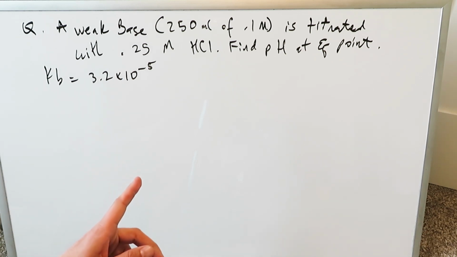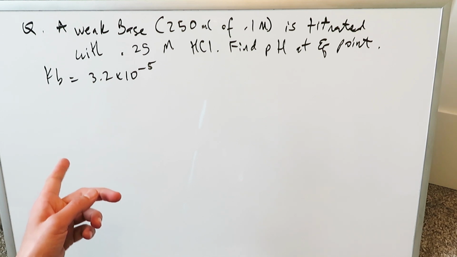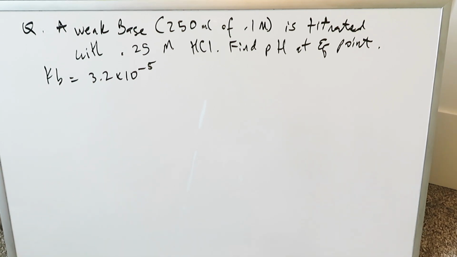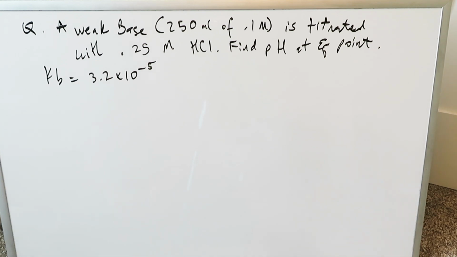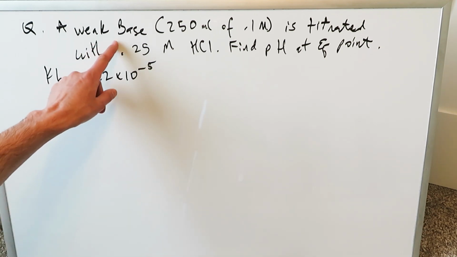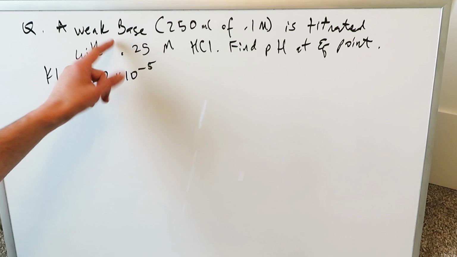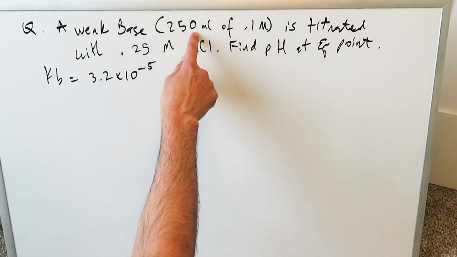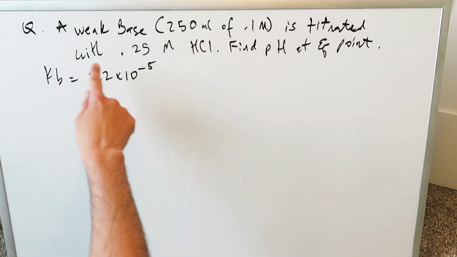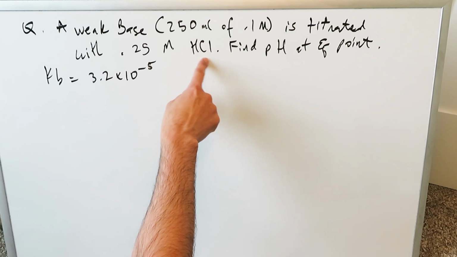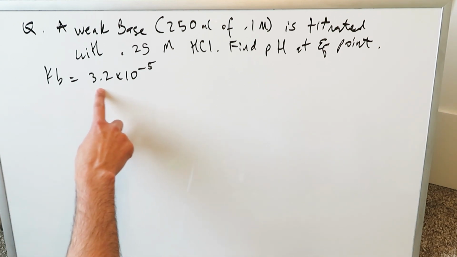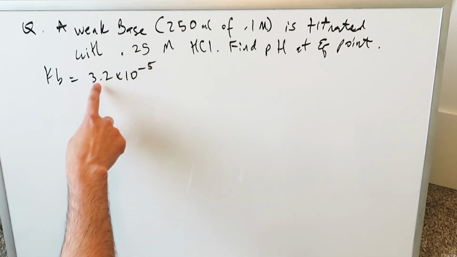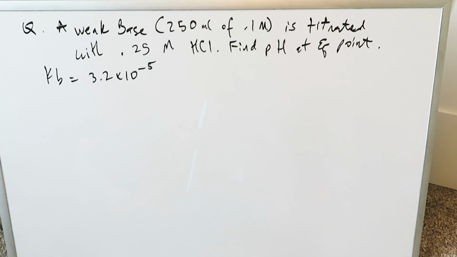We're looking here at a single titration question, a weak base and a strong acid titration question. We have a weak base which is 250 milliliters of 0.1 molar. We're not even worrying about what the identity of this weak base is. It is titrated with 0.25 molar HCl, which is your strong acid. We have to find the pH at equivalence point. The base dissociation constant for that weak base is 3.2 times 10 to the minus 5.